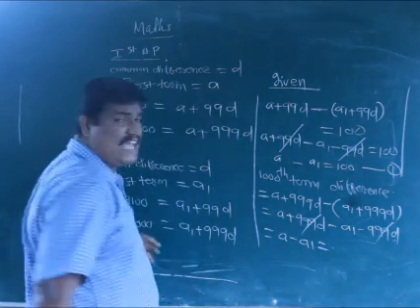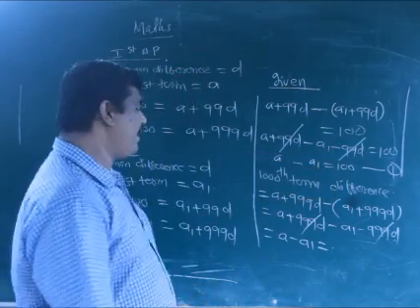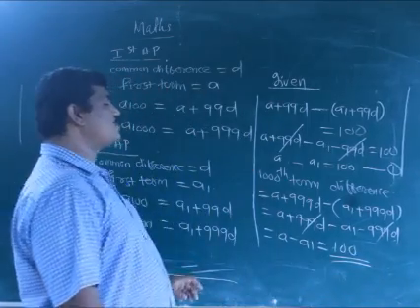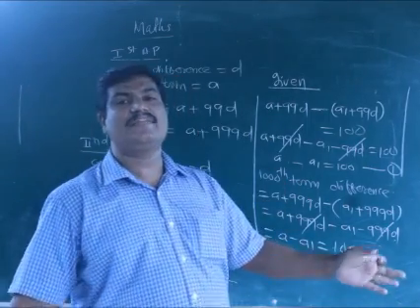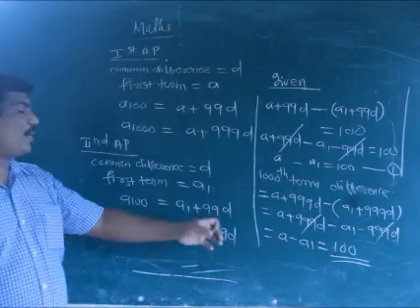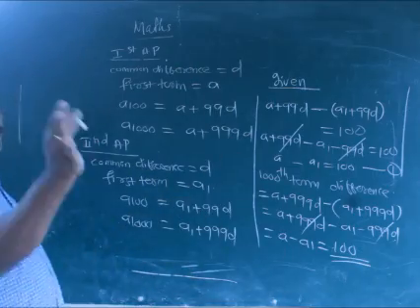What is A minus A1? A minus A1 is 100. So the 1000th term difference is equal to the same result, 100. The 100th term difference is 100 and the 1000th term difference is 100. Clear? Okay, please listen.